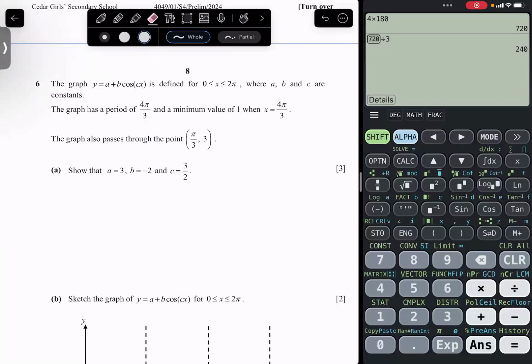Question 6. The graph y equals a plus b cos cx is defined for x less than or equal to 2 pi, more than or equal to 0, where a, b, and c are constants. The graph has a period of 4 pi over 3 and a minimum value of 1 when x equals 4 pi over 3. The graph also passes through the point pi over 3 and 3. Show that a equals 3, b equals negative 2, and c equals 3 over 2.